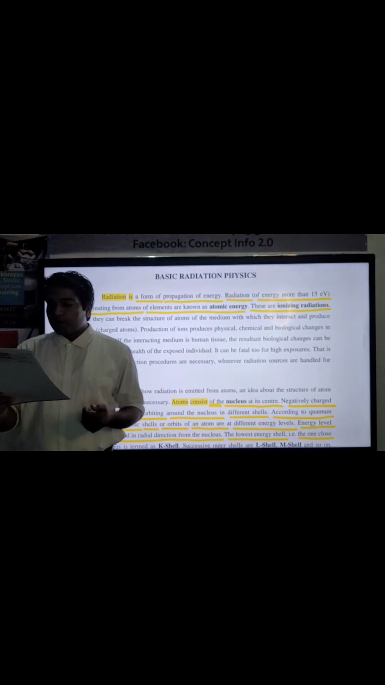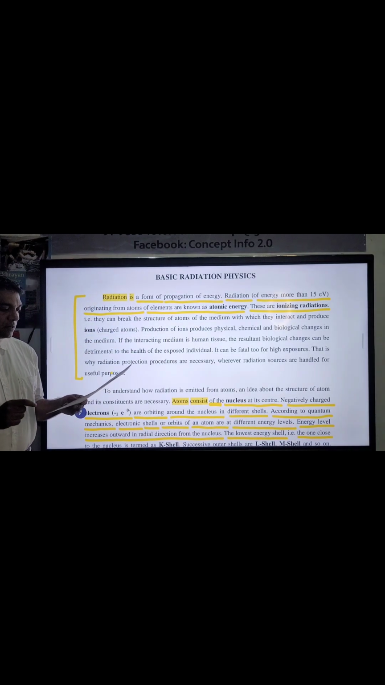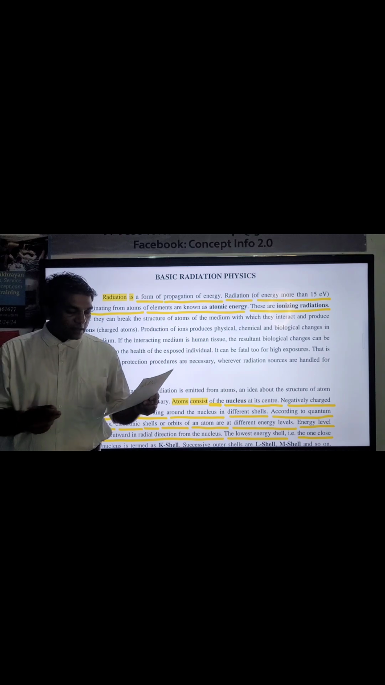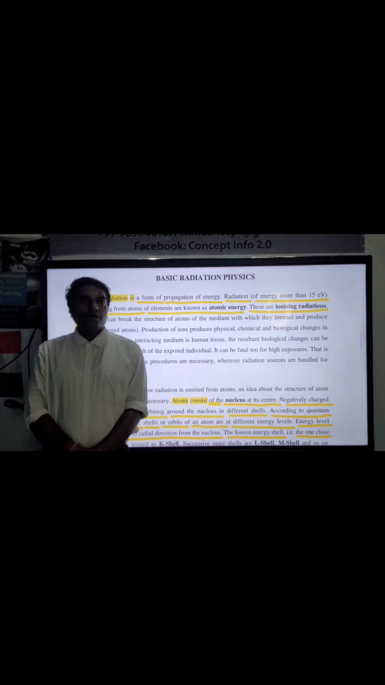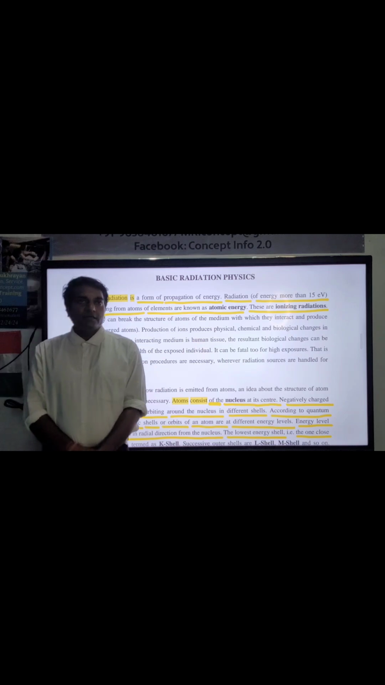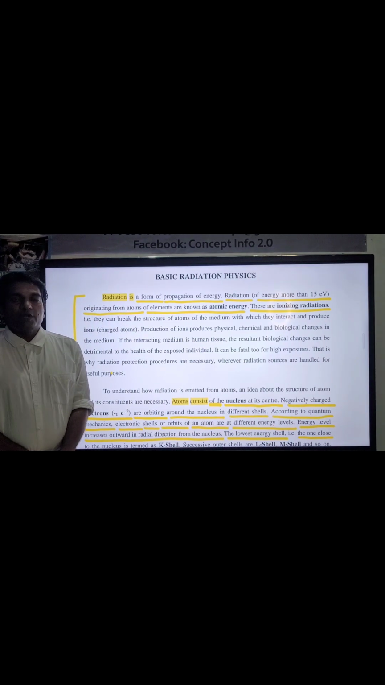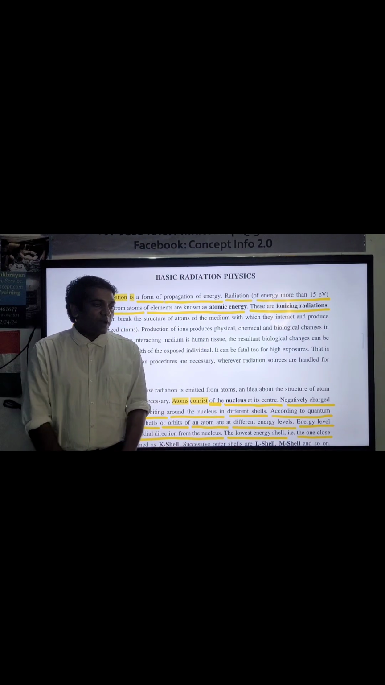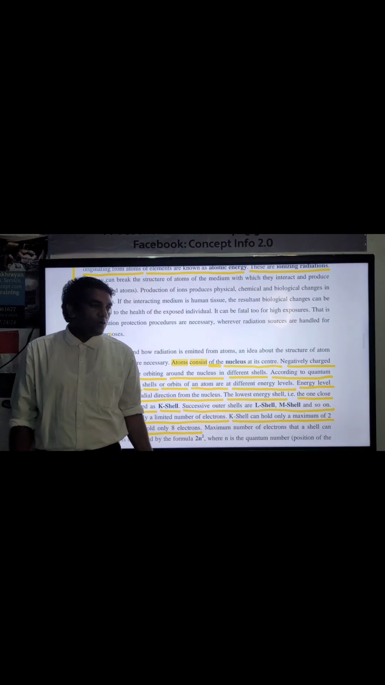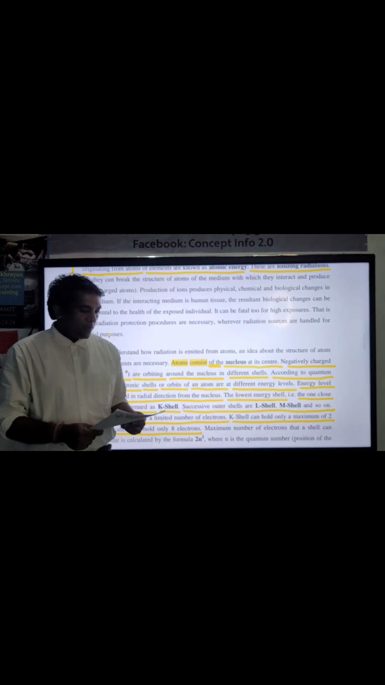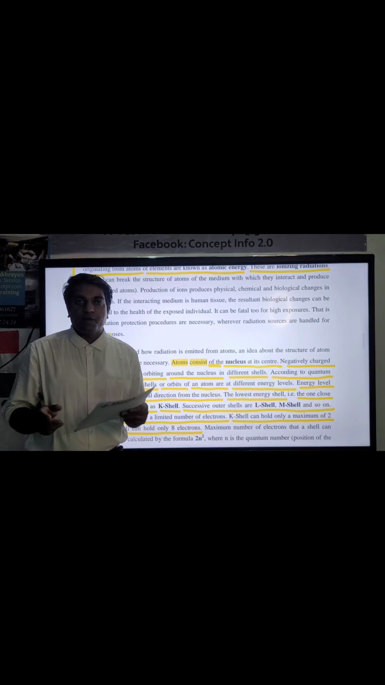Particles released from the nucleus are alpha, beta, or gamma. Alpha emission is basically a combination of 2 protons and 2 neutrons. Radiation is a form of propagation of energy from the nucleus. So I will describe about the atom and nucleus. To understand how radiation is emitted from the atom, for that I will describe John Dalton's atomic theory.